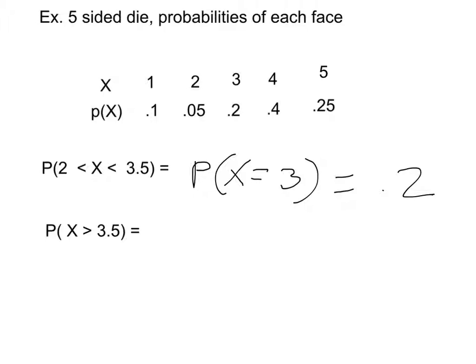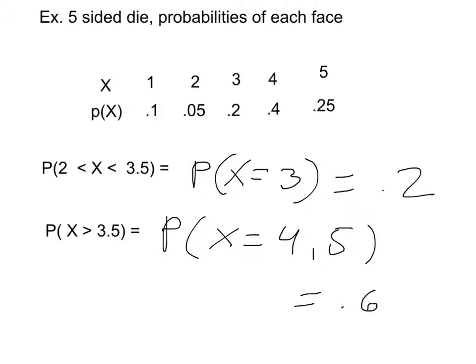And then here we have the probability that x is greater than 3.5. Again, we have this greater than, so we look at what's greater than 3.5: 4 and 5. So we read this as the probability that x is equal to 4 or 5, and we look here, that's 0.65.